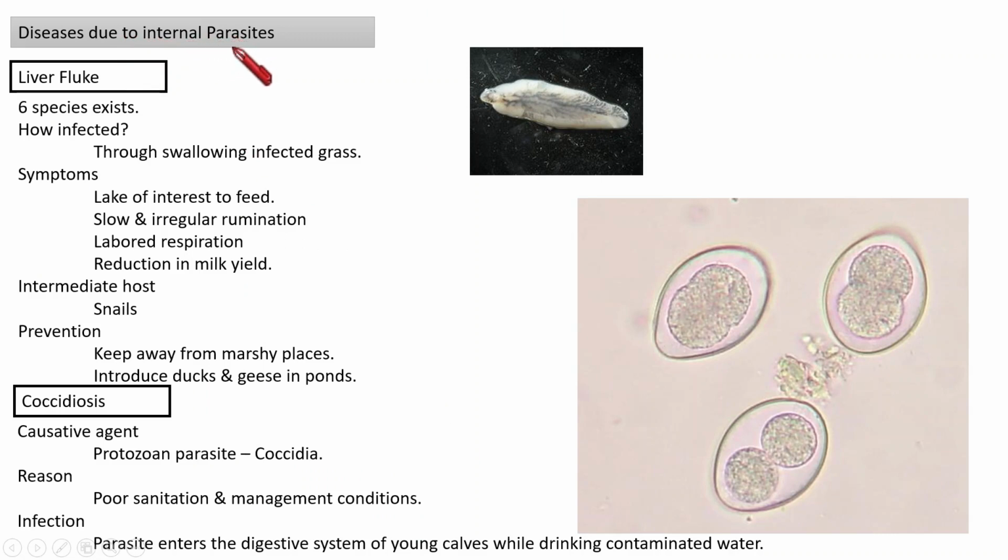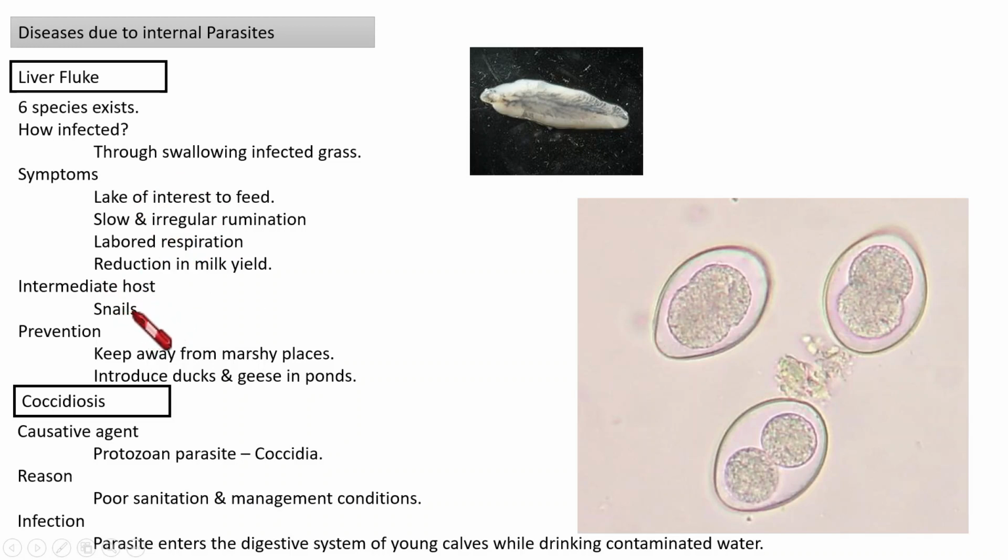Parasites that enter the body of the dairy animals. First one, liver fluke. Six species of liver fluke exist that cause infections in dairy animals. How do they infect? When a dairy animal grazes over grass infected by liver fluke, that animal gets infected. What are the symptoms? The animal will lose its interest to feed. It shows slow and irregular rumination, labored, meaning difficult, respiration, and reduction in milk yield. These are the symptoms.